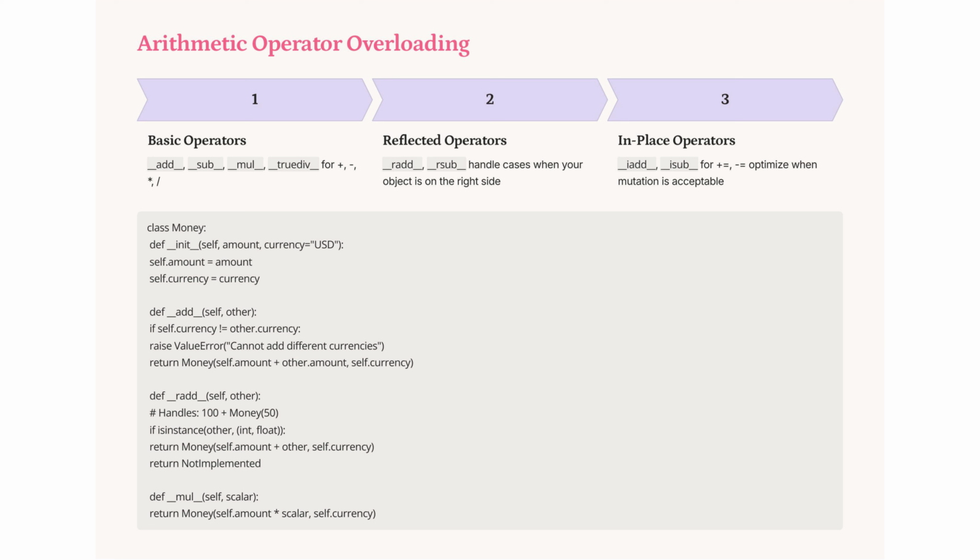Arithmetic operator overloading enhances class functionality by defining methods like __add__, __sub__, and __mul__ for basic operations. Reflected operators, such as __radd__, manage cases where the object appears on the right side. In-place operators like __iadd__ optimize performance by allowing mutation. These methods enable intuitive arithmetic operations on custom objects, like adding money instances with currency checks.